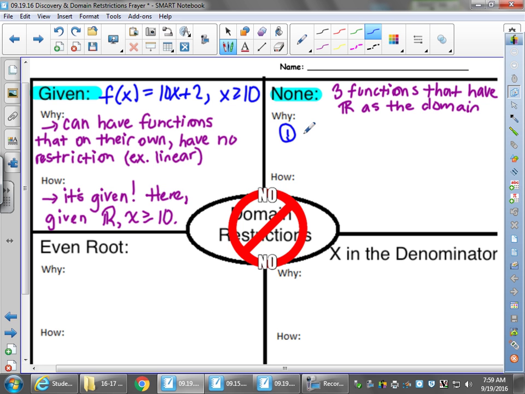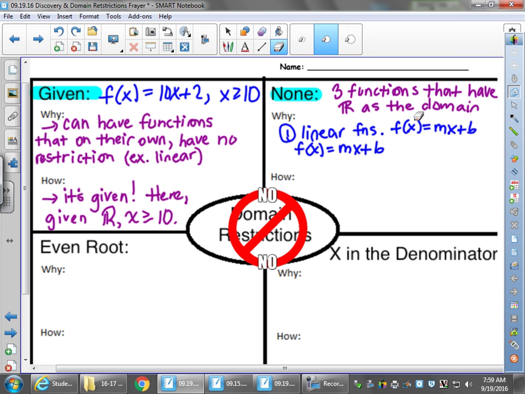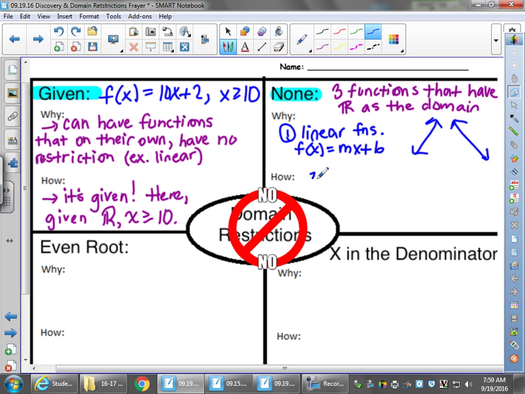Linear functions. Linear functions, I'll move this over so we can fit a drawing. What do linear functions look like? Lines, straight lines. What's another one? What do those look like? U's, either can open up or down.